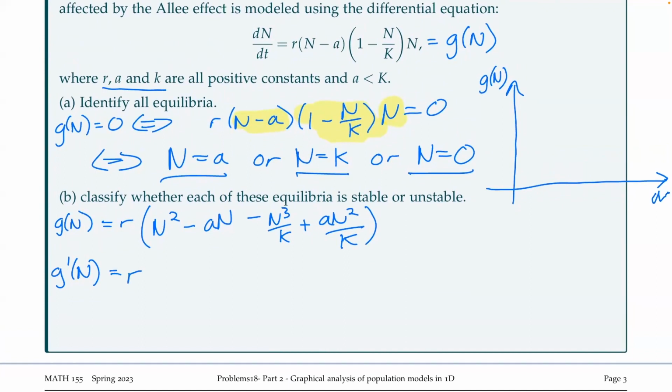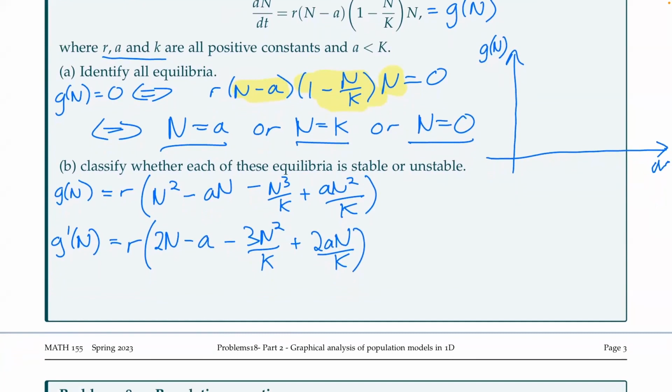So this r is just constant. We can leave it out the front. If I differentiate each of these terms in sequence, n squared is going to be 2n. I have a minus a, minus 3n squared over k, and 2an over k. Okay, so just taking the derivative with respect to n. And now we just substitute in each of our equilibria. So I'm going to start with n is equal to k.